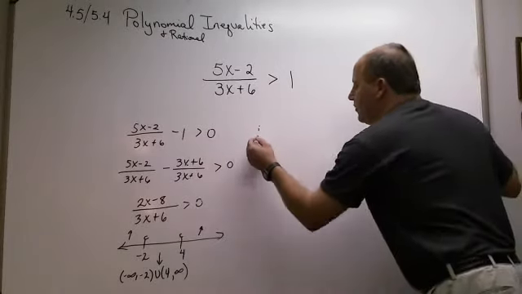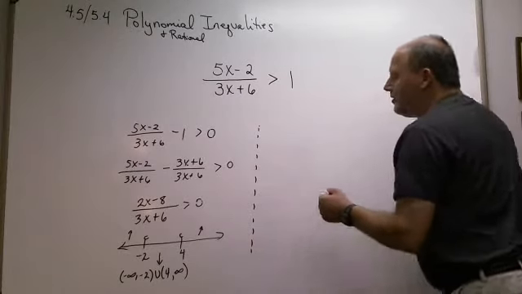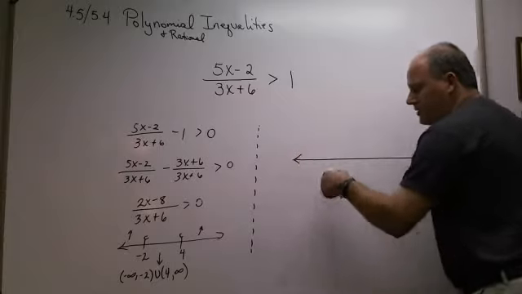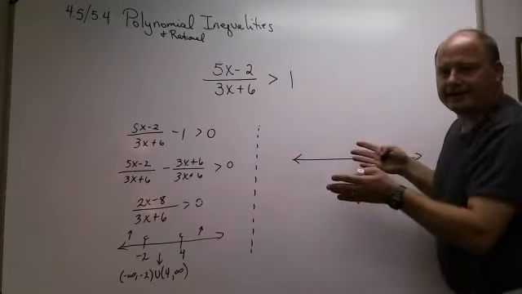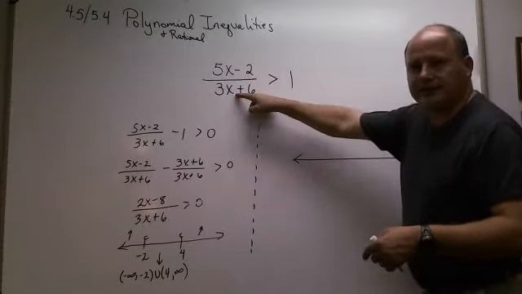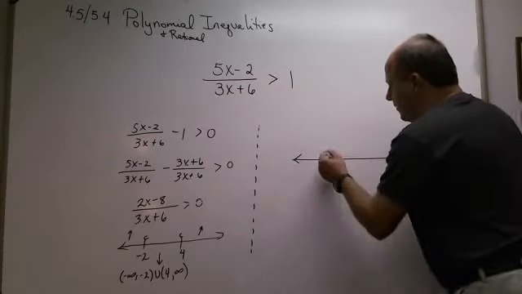Okay. So first, you draw your number line like you normally would. And you're like, well, it's quicker. Well, it kind of is. The first thing you do is figure out what makes the denominator 0, because that's not going to change. The -2 is this point right here.